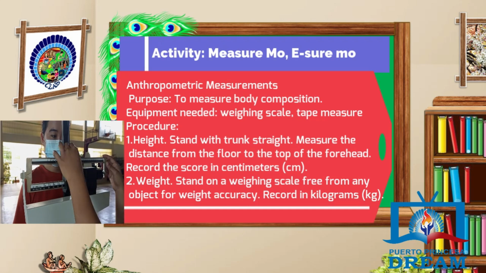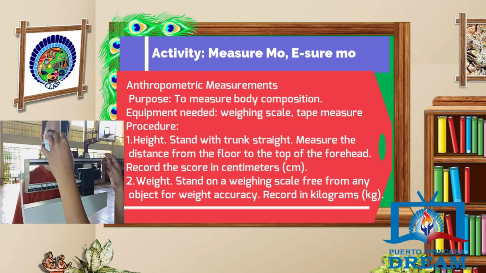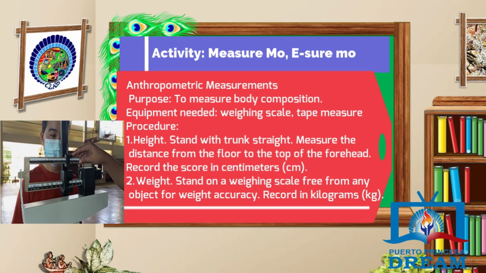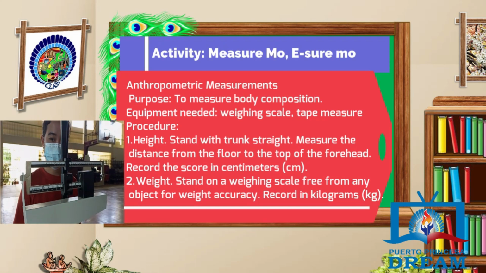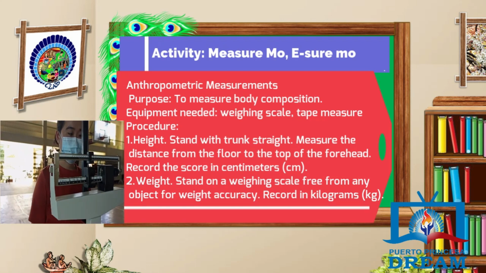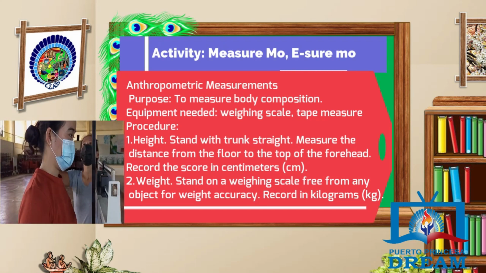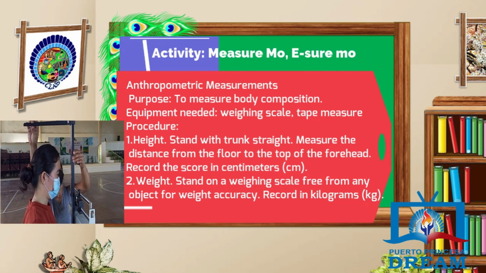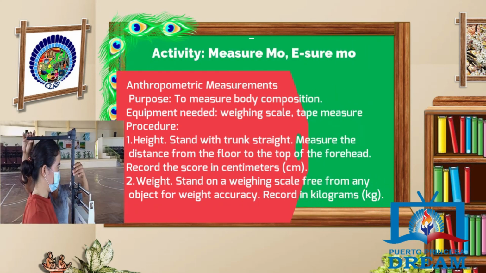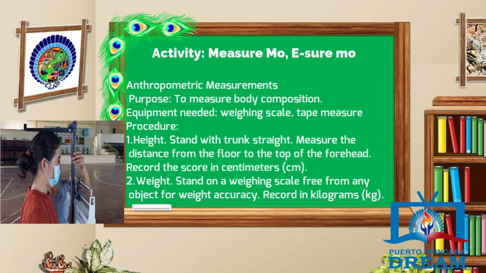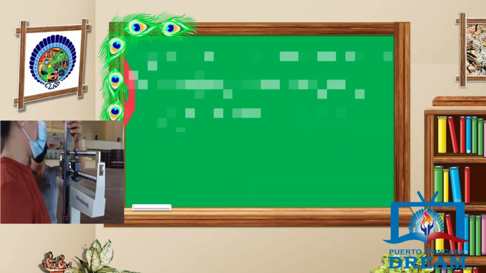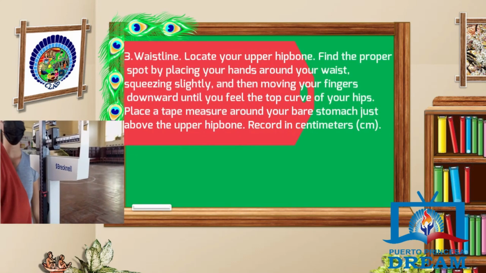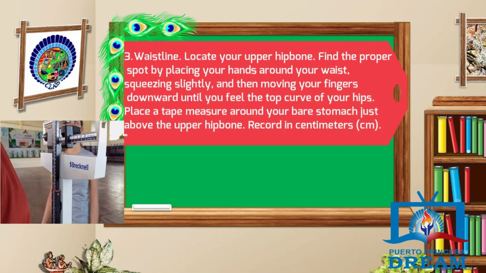Procedure. Height: stand with the trunk straight. Measure the distance from the floor to the top of the forehead. Record the score in centimeters. Weight: stand on a weighing scale free from any object for weight accuracy. Record in kilograms.